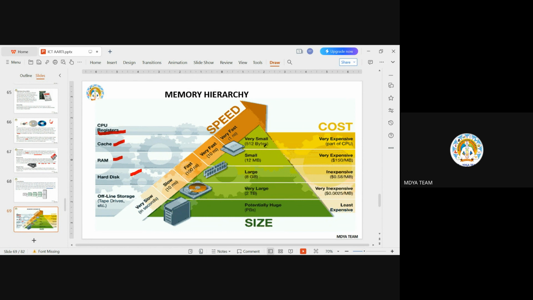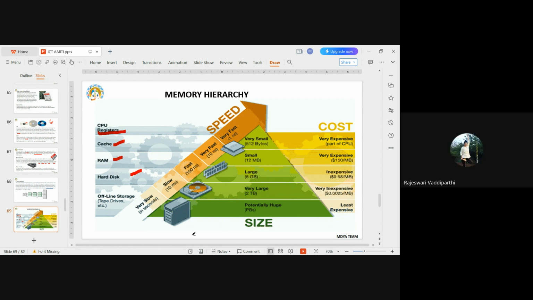But storage capacity increases in the other direction. Registers are very, very small. Cache memories are bigger than registers, then RAM is bigger than cache memory, then hard disks are bigger than RAM, and then offline storage is bigger than the hard disk.